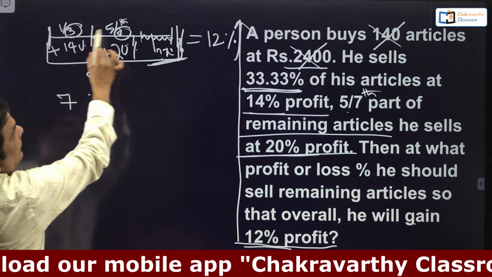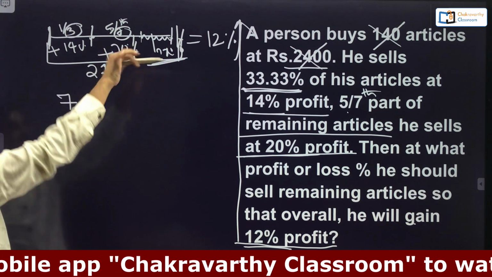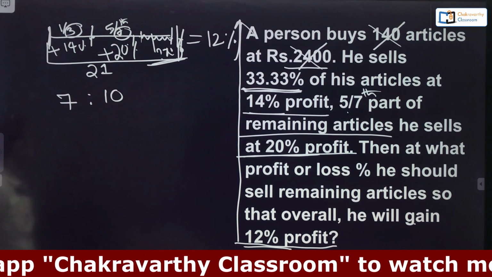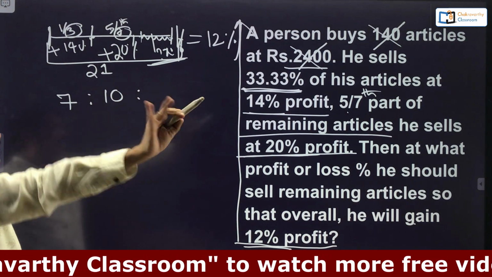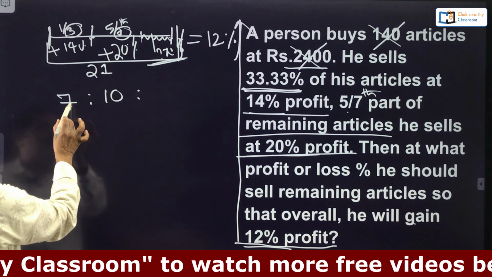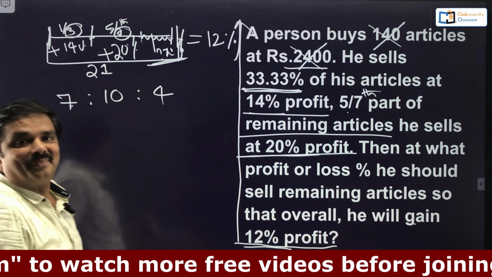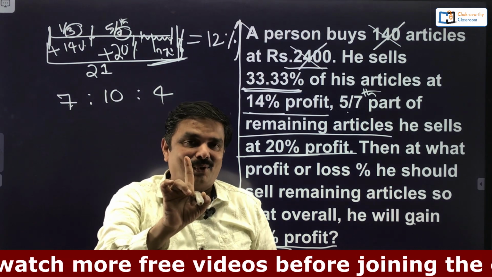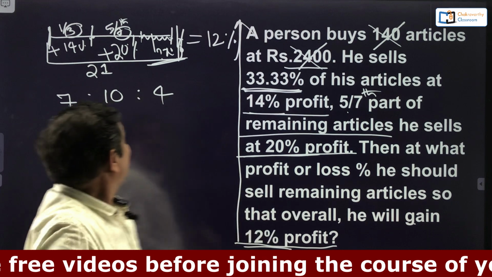So from here to here total 14. Then from here to here, that is 5/7, means 10 parts. Is to the remaining. What's the remaining? 10 plus 7, that is 17, and the remaining is 4. Now you got the ratio. Now use the shortcut. How to use the shortcut here?